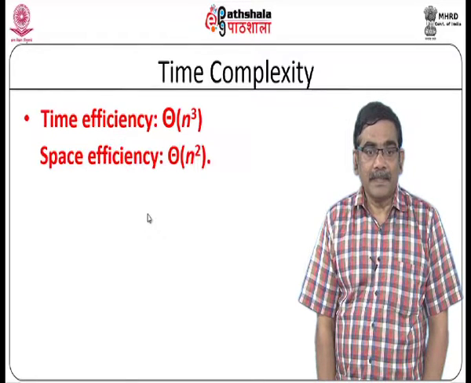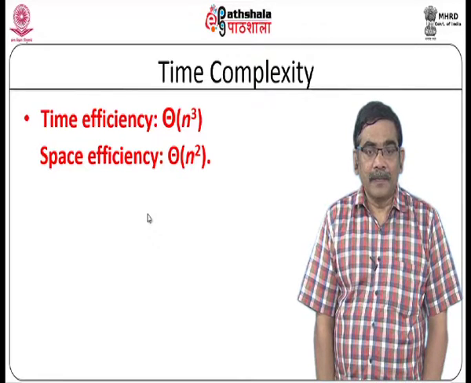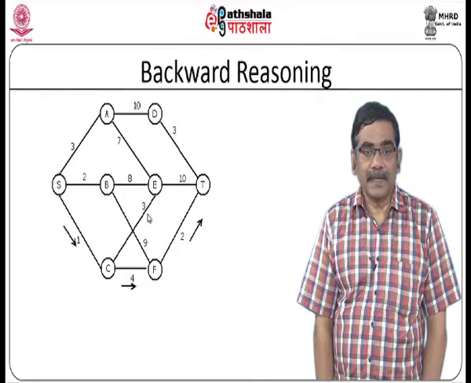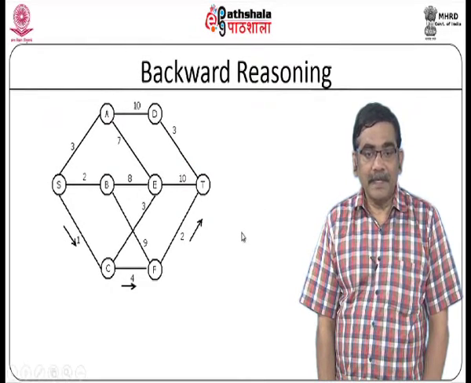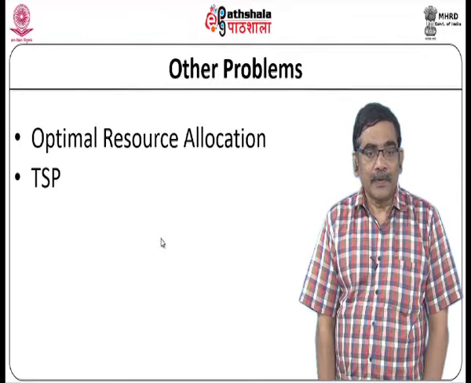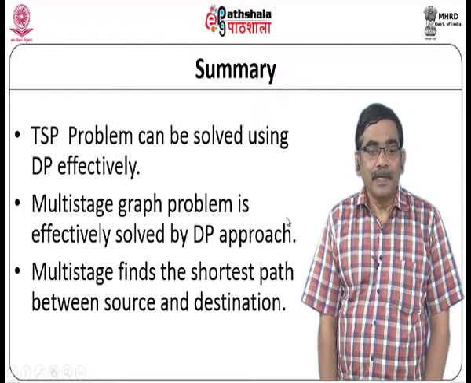What is the time complexity? Time complexity is going to be theta of n cube. Then space efficiency is going to be theta of n square. The same thing can be done in forward reasoning also. In forward reasoning, you will start from the source. You can see that the same logic applies, but we will come from your source side. You can use this approach to solve other problems such as optimal resource allocation, TSP, etc.